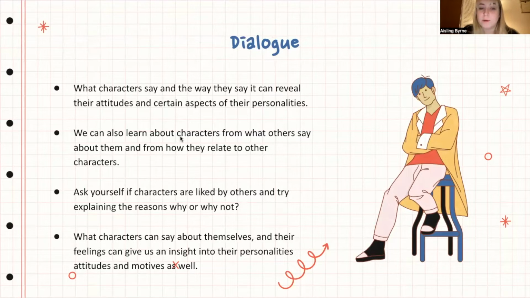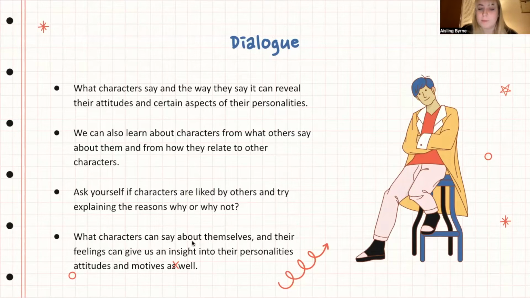We can also learn about characters from what others say about them and from how they relate to other characters. So maybe when other characters are talking about certain characters in a text, we find out more about those characters from the perspective of other people. So if we're thinking about characters, we'd think: are these characters liked by others? Can we explain how we know they're liked by the other characters? And if they are, why are they? And if they're not, why not? What are the character flaws in this person?